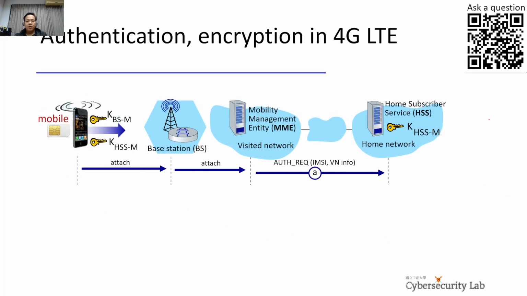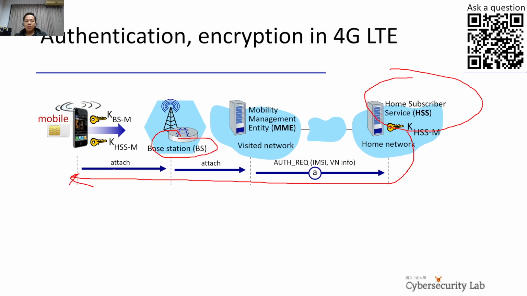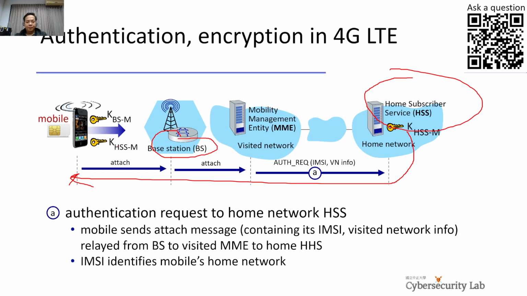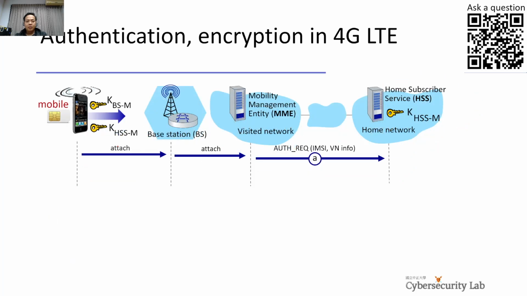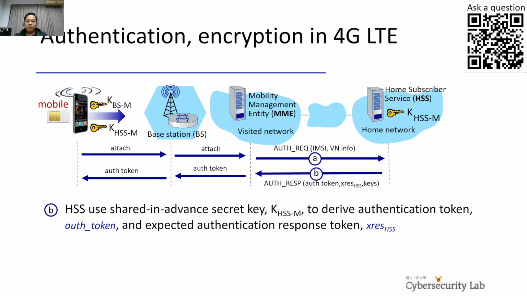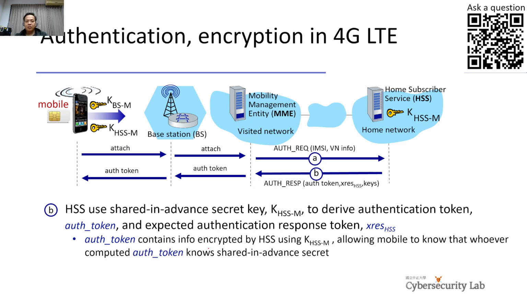About the authentication workflow. First, the mobile needs to connect to the base station, and the information about the pre-shared key needs to go to the visiting network and then to the home network, and the home subscriber service has the main goal to authenticate the mobile user's SIM card. That is the kind of mechanism. After success, the mobile can use a shared advanced secret key to access the network. You can check this model in the slide.